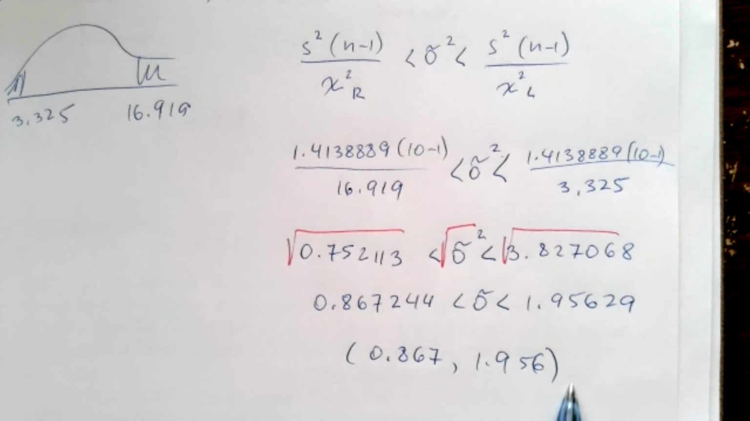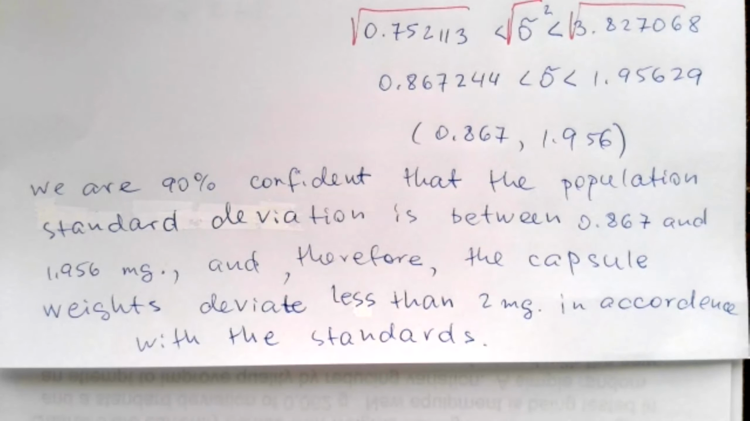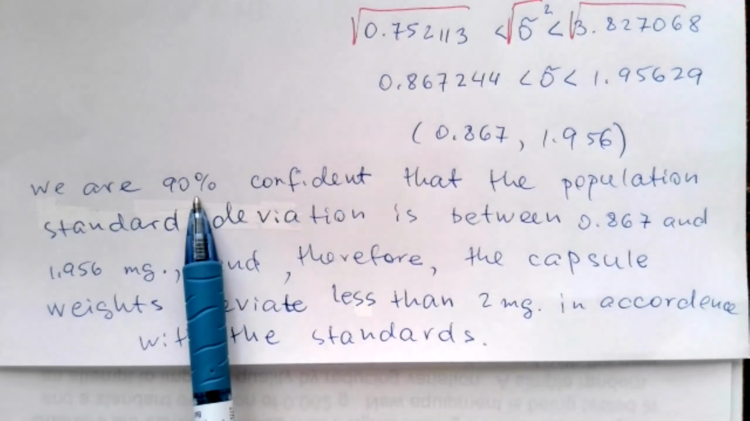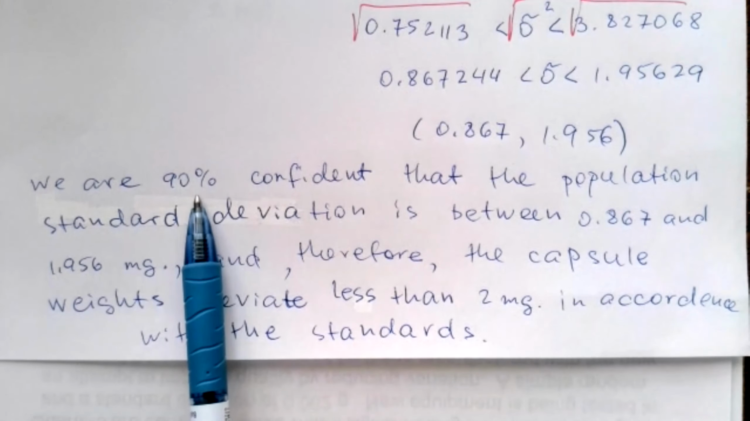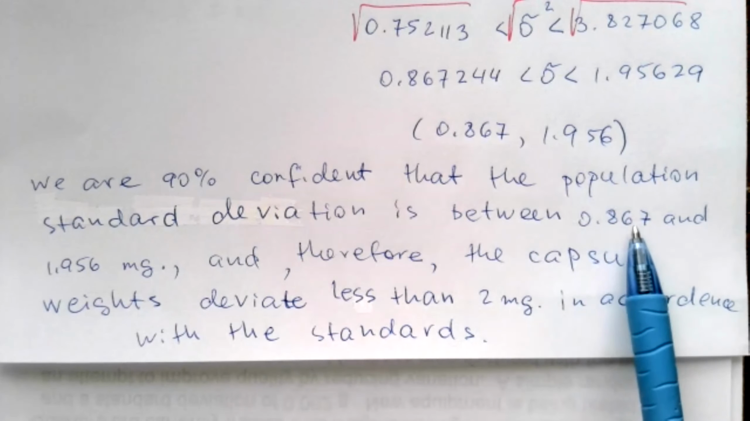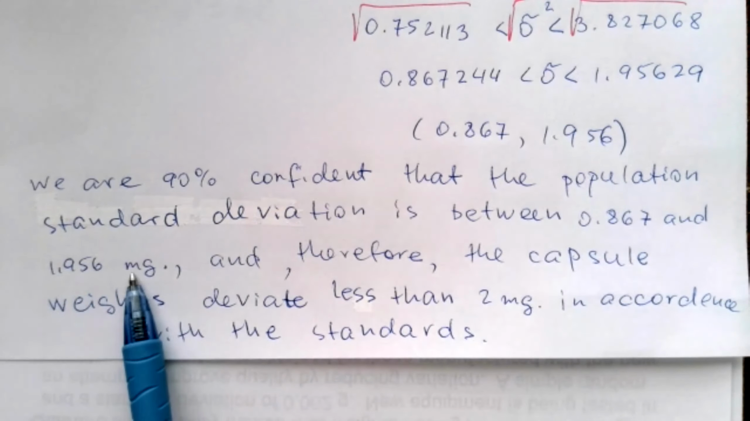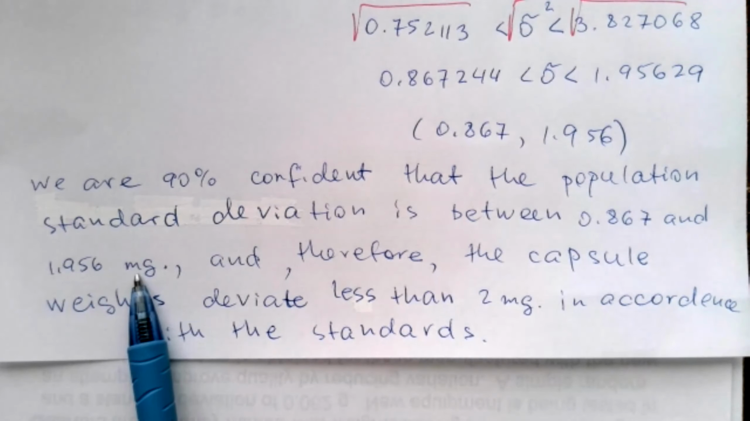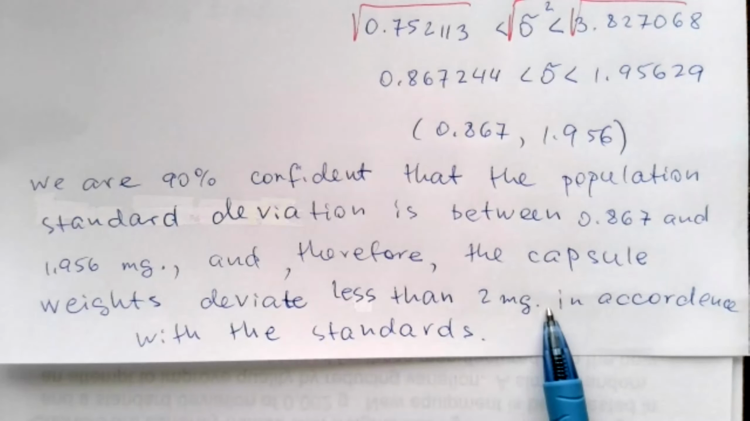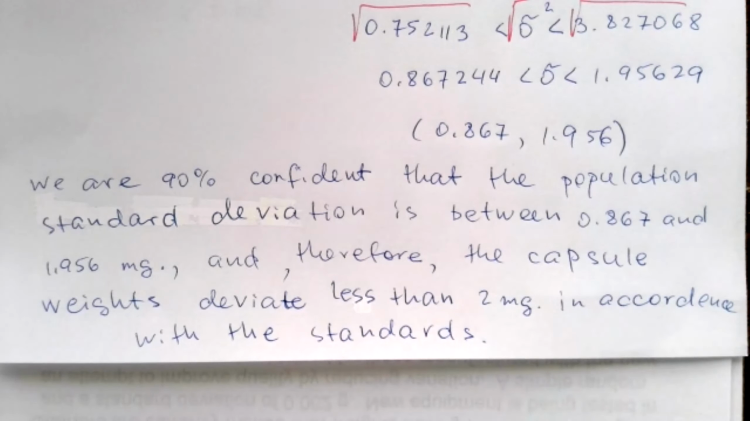But since the entire estimated interval is below 2, then we could say that yes, we're within the regulations for now. So what do we conclude? We're going to say that we are 90% confident. Remember our confidence intervals? We have to include it in the conclusion. That the population standard deviation is between 0.867 and 1.956 milligrams. And why are we worried about it? Well, because therefore the capsule weights deviate less than 2 milligrams and are in accordance with the standards.